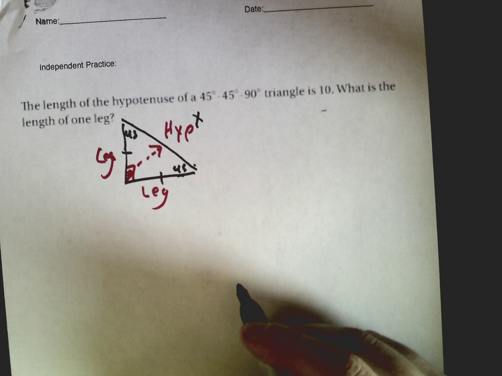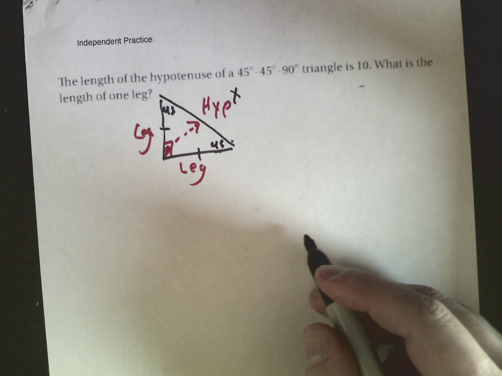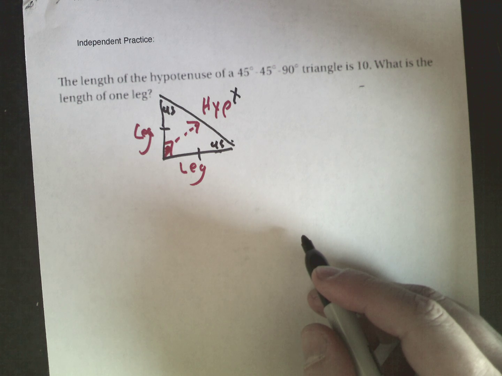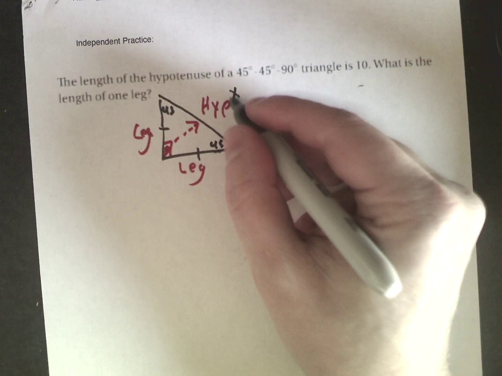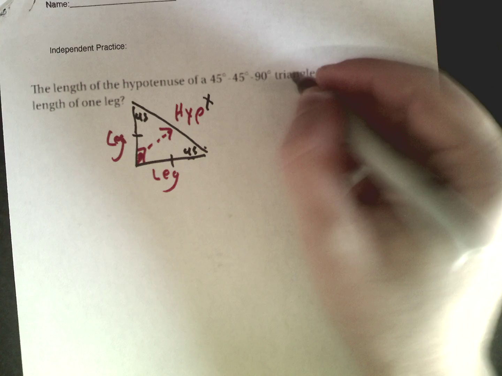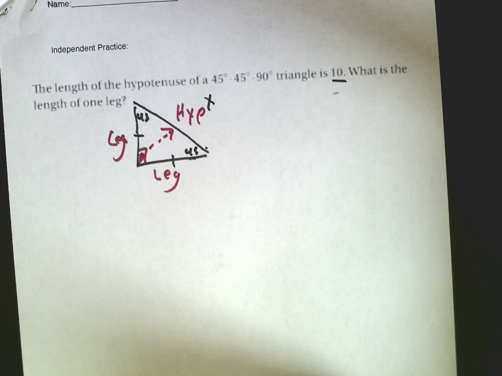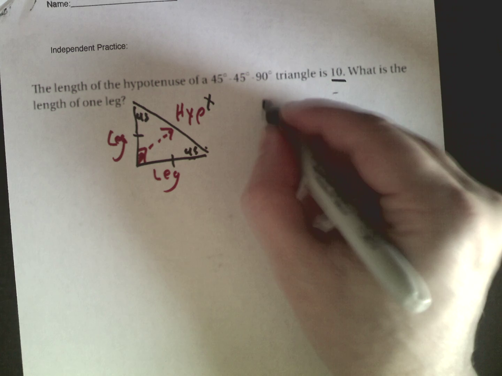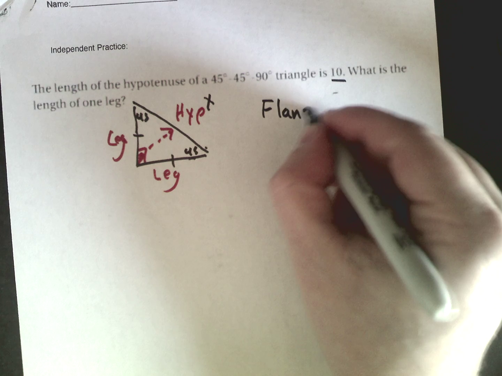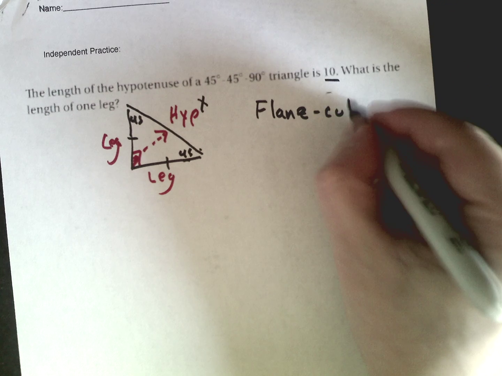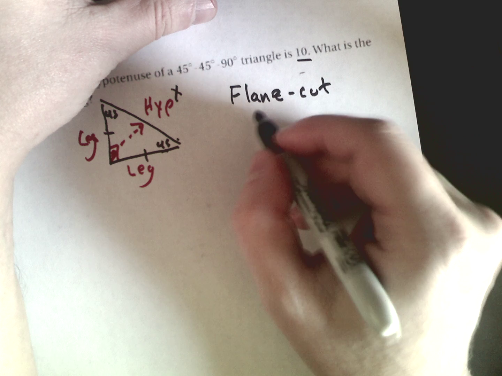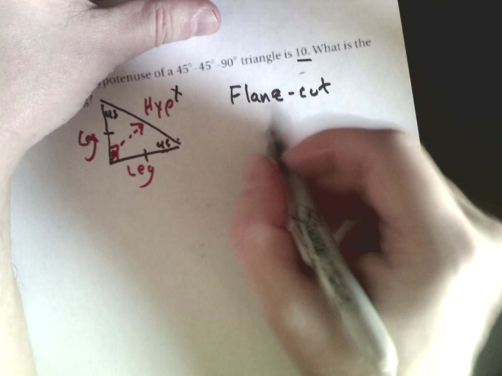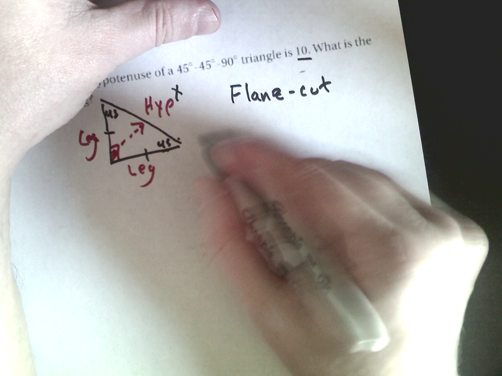Well, let's look at this. Let's call the hypotenuse x. In this case, the hypotenuse is 10. I'm going to call this the flange cut. You know, the shortcuts, this is the flange cut. It's not really a shortcut, but it's the easier one to remember. If you do the flange cut, you just use the Pythagorean theorem.